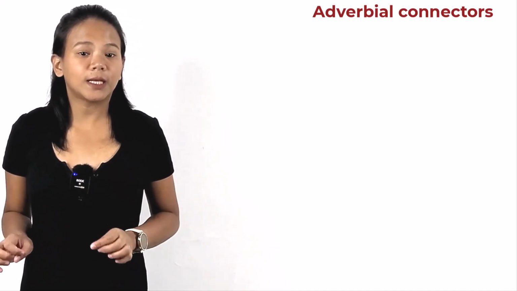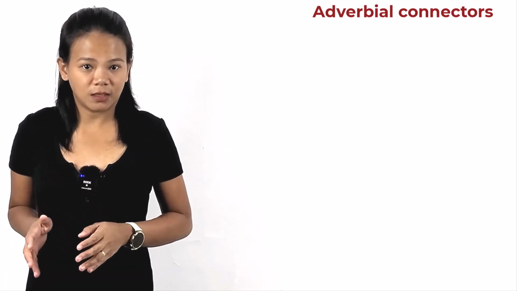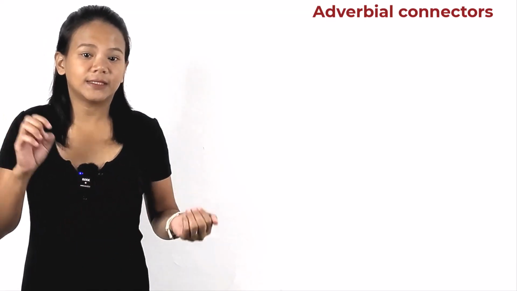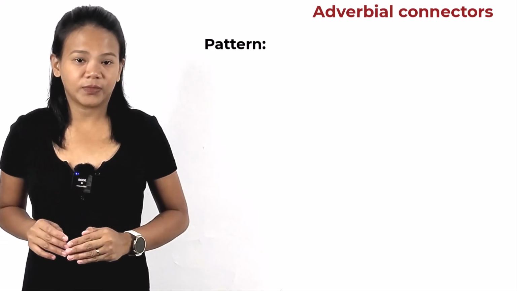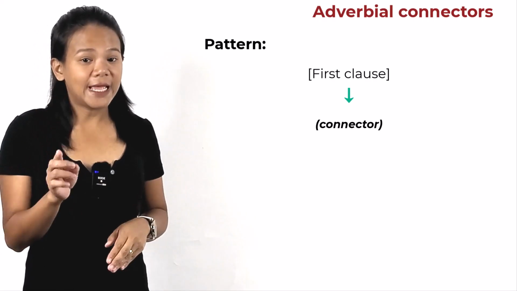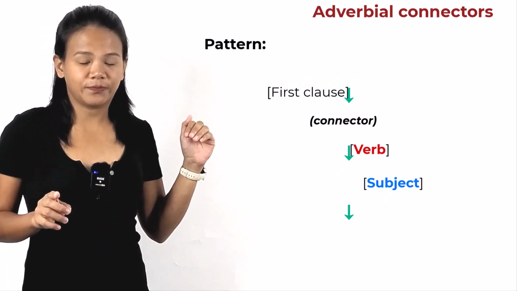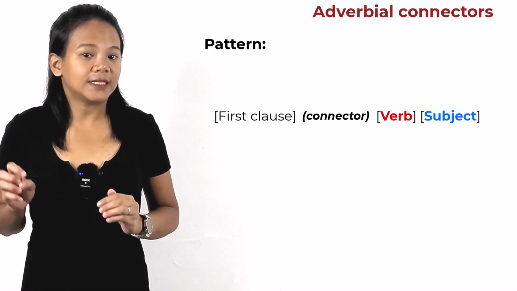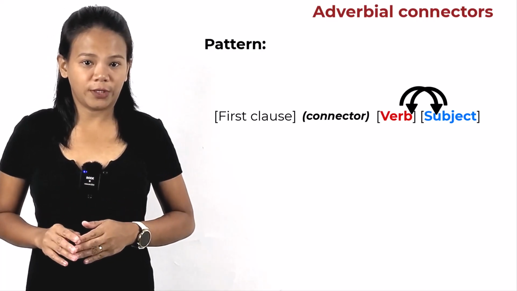In German, some adverbs go to the front of the second clause. Then the verb comes right after and the subject comes after the verb. This is the pattern. First clause, connector, then immediately the verb, then the subject. These behave like sentence adverbs. They change the usual order.